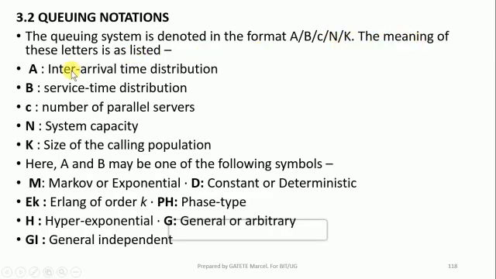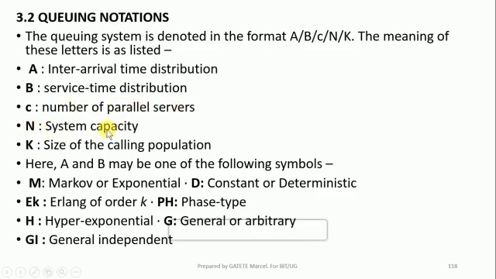What is the meaning of this? A is the inter-arrival time distribution. This is inter-arrival, meaning the time between 2 or 3 customers. B is the service time distribution. C is the number of servers. It means this is the inter-arrival of the customers, this is the service time of those customers, and this is the number of servers there.